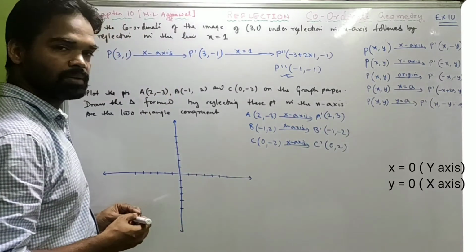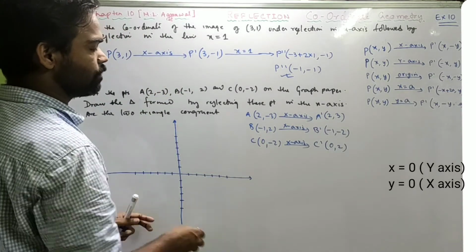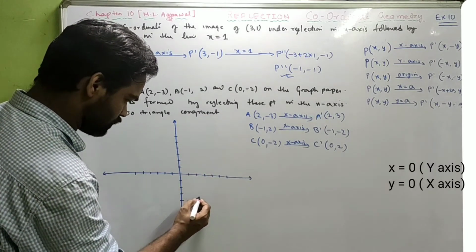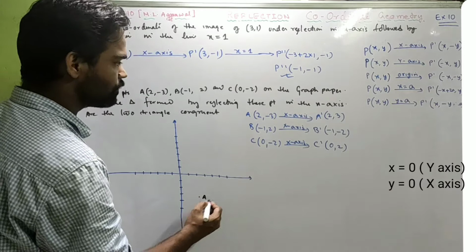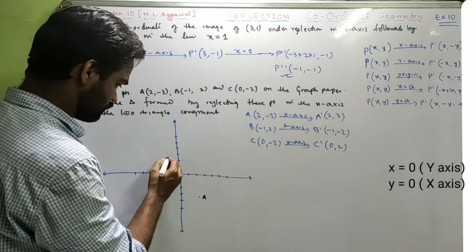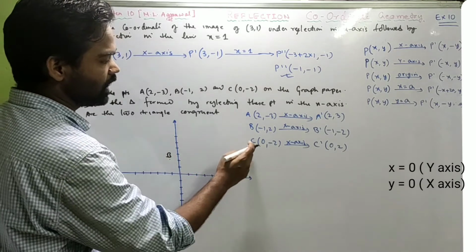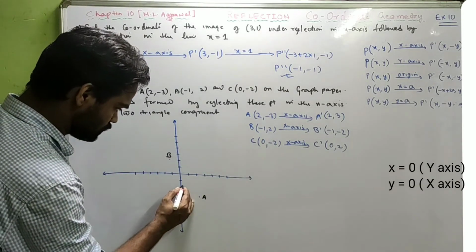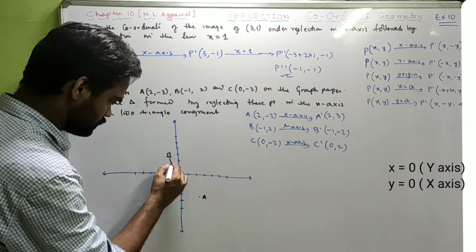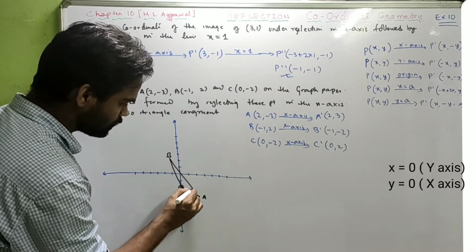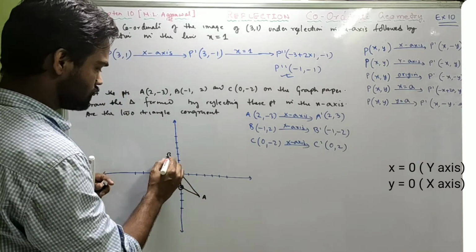Now we need to plot the points. Okay, first I'll plot A, B, C. A (2, -3) somewhere over here. B (-1, 2) somewhere over here, isn't it? And C is (0, -2), which means over here. So when you join them, you get a triangle like this, isn't it?